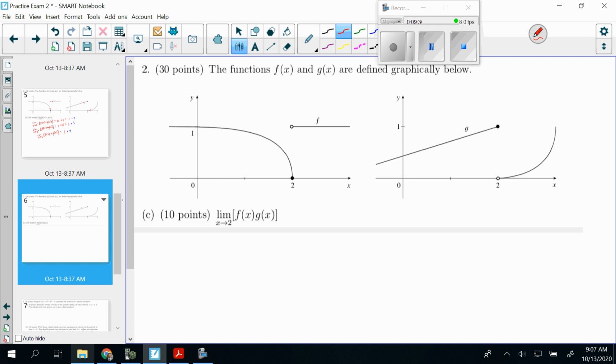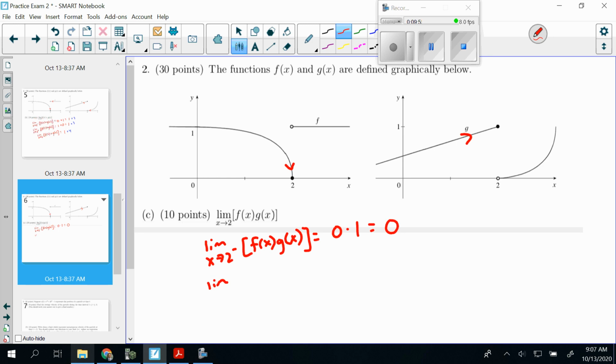On part C, now they're multiplying the functions, but again, you want to show left and right. So what is this as you approach from the left of f times g? That would be on f, again, 0. And on g, that's 1. So that multiplies to 0.